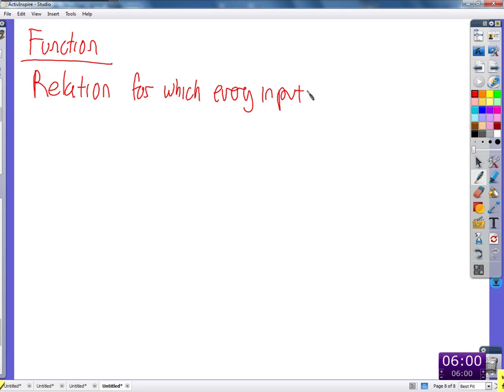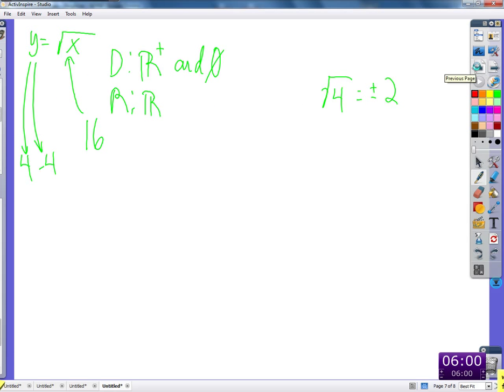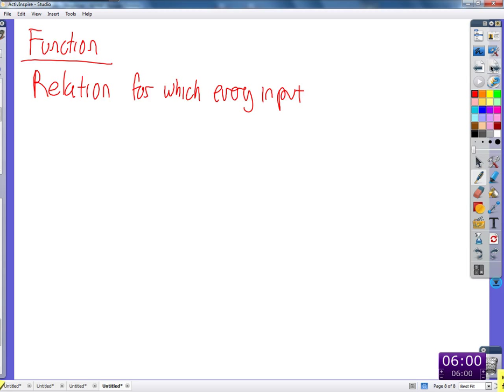One. Let's go back. I want you to think really carefully, think really mathematicianally about this. When I put 16 in here, does it have 1 output? No, it has 2. Does it have 1? It has 1, but it also has 2. One, but a function only has 1. Okay. So every input has.